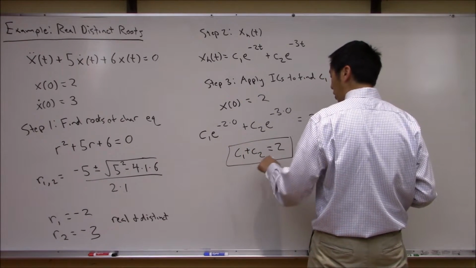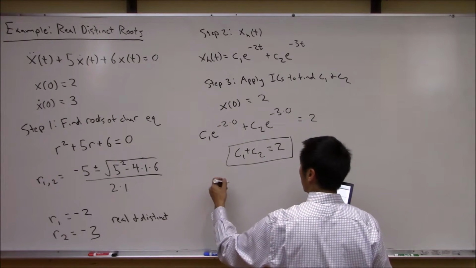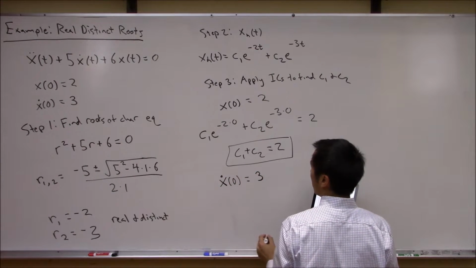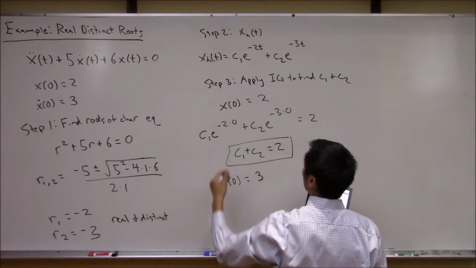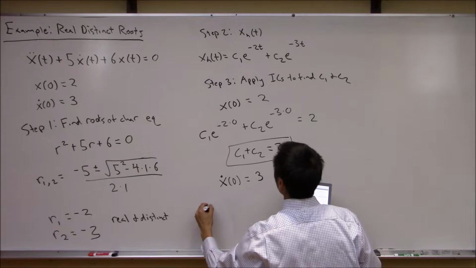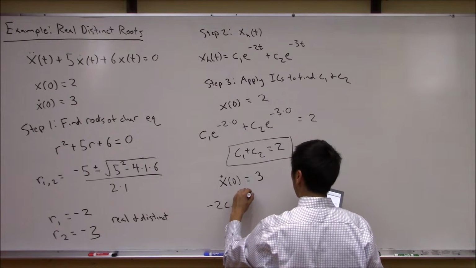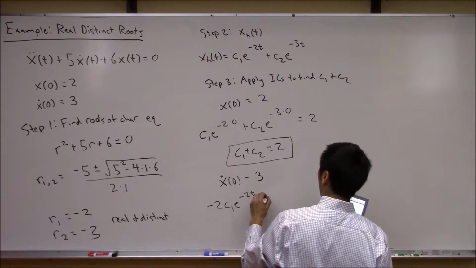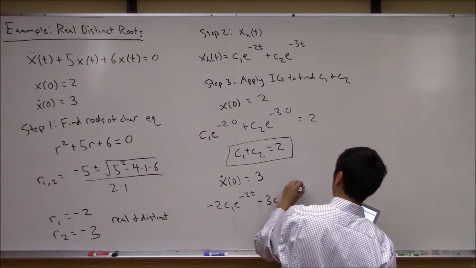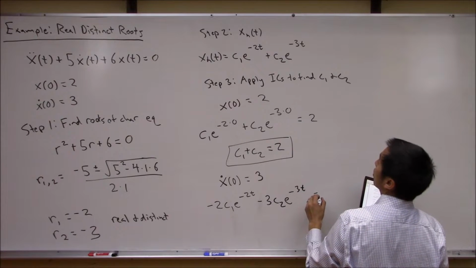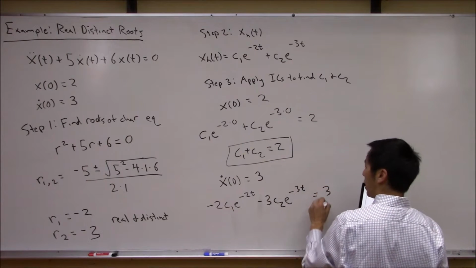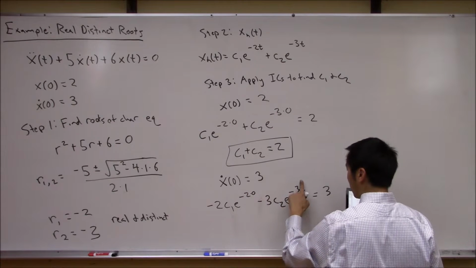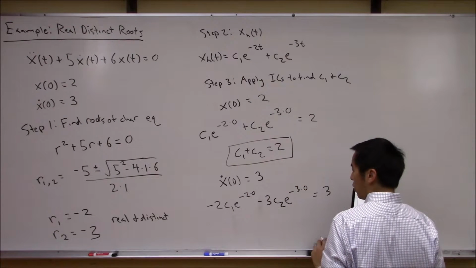Here's my one equation for two unknowns. Let's go ahead and apply the velocity initial condition. So x dot at time 0 has got to equal, what do we say, positive 3. So again, I need to take the derivative of our solution, so that is going to give us negative 2c1 e to the negative 2t, plus, or I guess this is now a minus, 3c2 e to the minus 3t, which better equal, excuse me, 3. And again, t should be at 0, so this t should actually be a 0, like that.